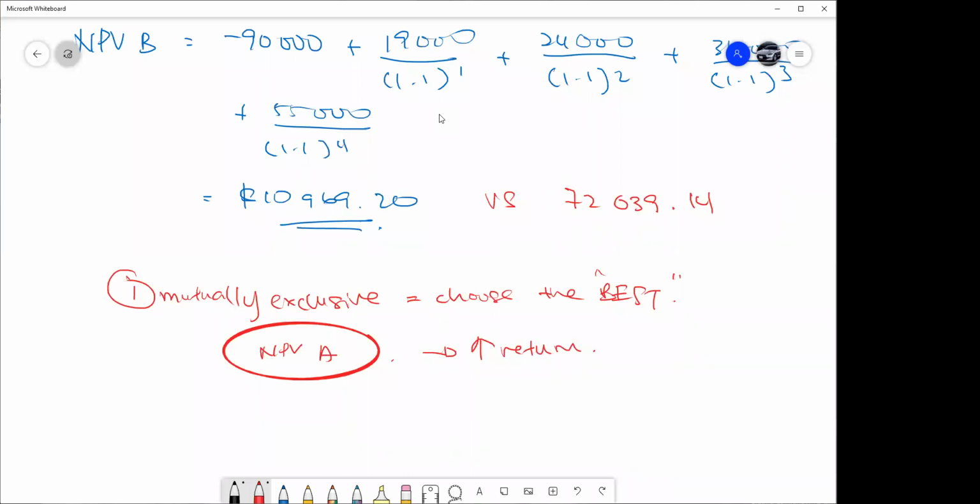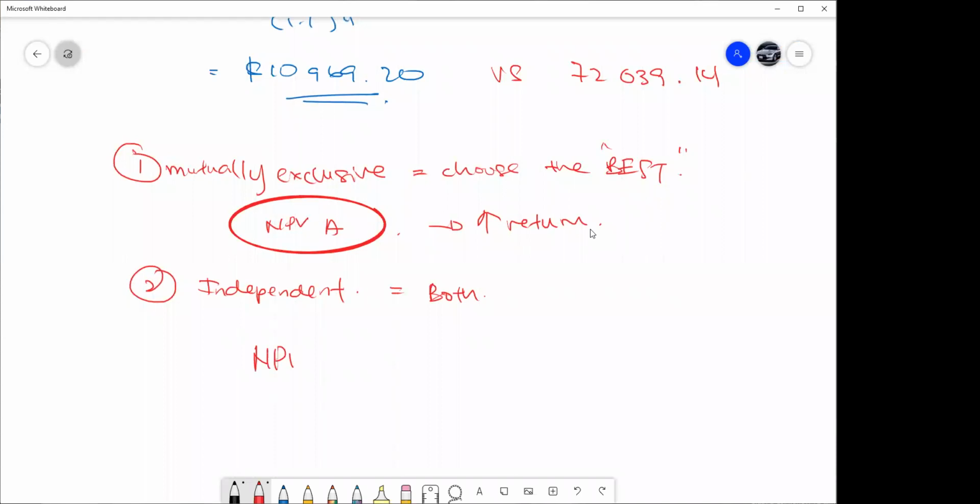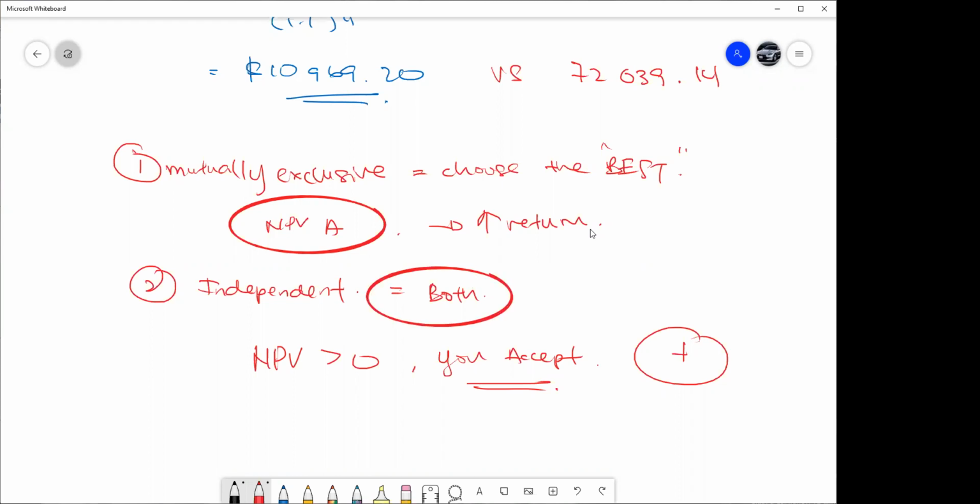All right. Second one, if they ask you if both projects are independent, what do you do? You choose both. Why choose both? Because of how we evaluate NPV: as long as NPV is more than 0, you accept. This is in your lecture slides, so you can go revise it. A positive NPV means you already earn money. If they tell you it's independent, it's not affecting the other, so you can choose all the projects available. In this case, both are positive, so you can accept both. But if they tell you it's mutually exclusive, choose the best investment, the one with the highest return.